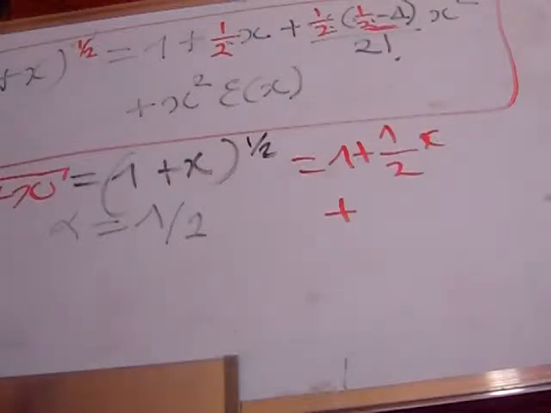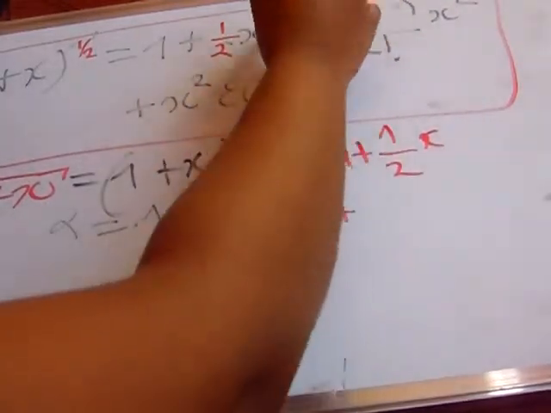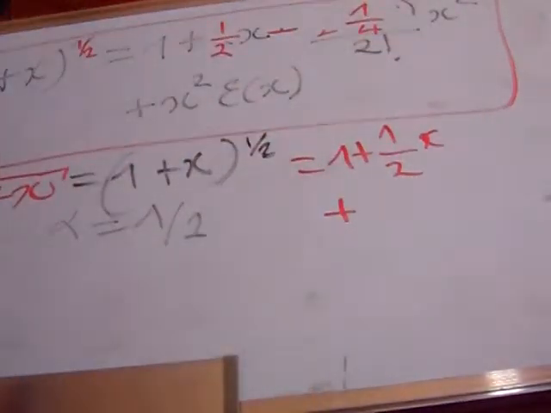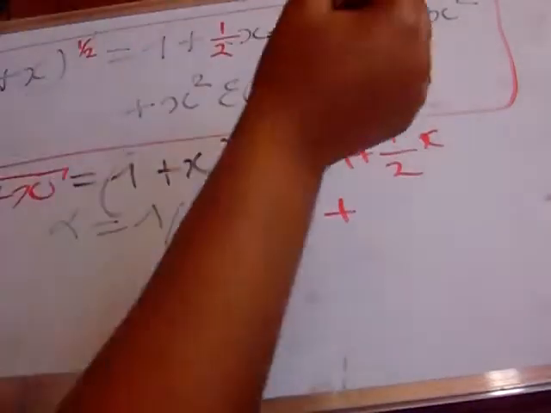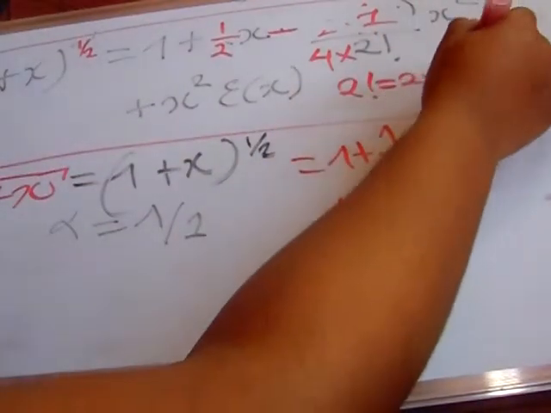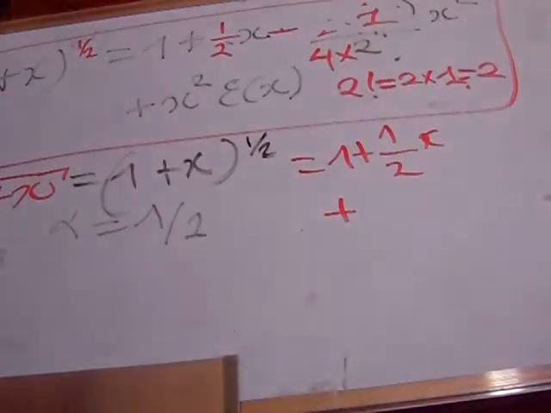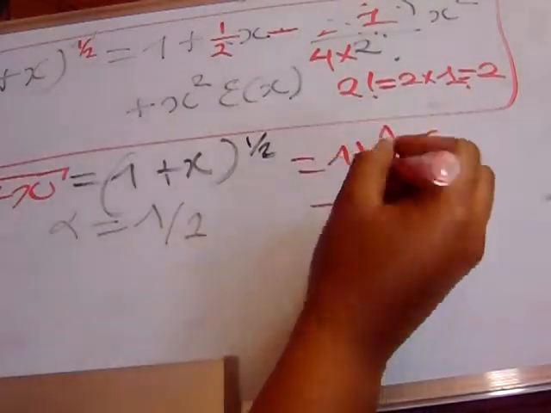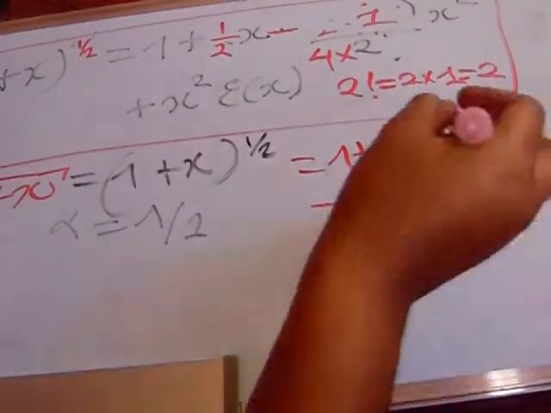And minus 1 over 4 over 2 factorial. So this becomes minus 1 over 4 over 2 factorial. That 4 automatically comes down here, so this becomes 1 over 4 times 2 factorial, and 2 factorial is 2 times 1, so it's basically 2. So that will be 1 times 4 times 2, which will give you 8. So this will be a minus, and we'll be having 1 over 8 x raised to the power of 2 plus x squared epsilon of x. So that's how it is.